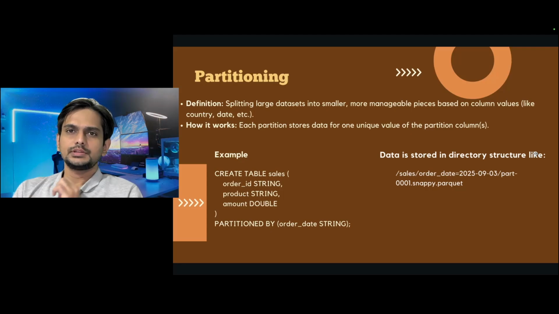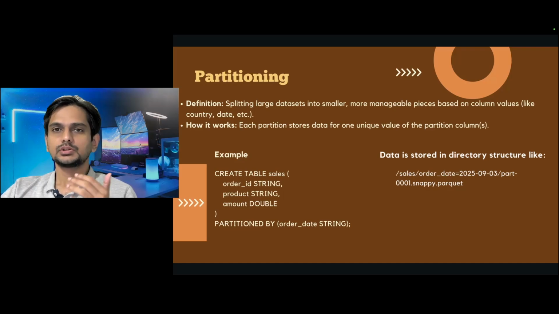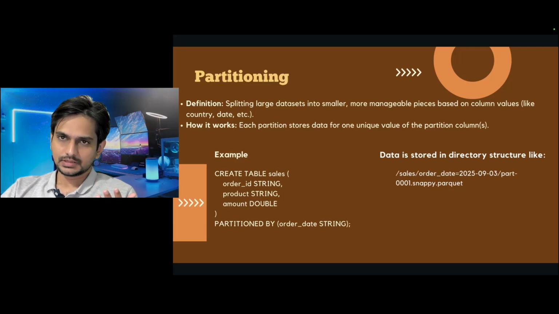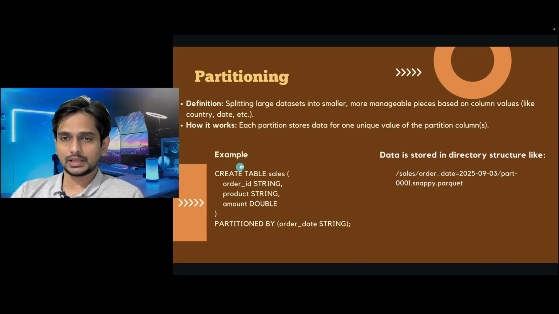So let's understand partitioning. Partitioning simply means splitting a large data set into smaller, more manageable parts based on the values of a column. For example, in a sales data set, you might partition the data by order date or region, right? Basically, if you see an example here, this is how a table can be created and the partition can be defined. But coming to how it exactly works, right?